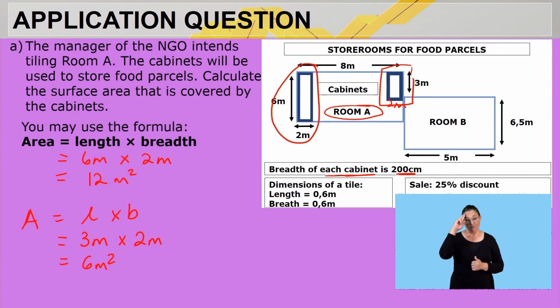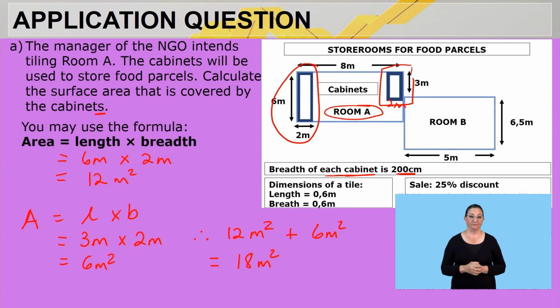Remember it says, calculate the surface area that is covered by the cabinets, right? So both. So what will I do now? I'll take my area of the first cabinet, 12 meters squared, plus the area of the second cabinet, which is 6 meters squared, and that will give me a total of 18 meters squared. Guys, are we clear? So I separated the 2, calculated the area of both, and added them together to get the combined or total area that is covered by the 2 cabinets. Okay, right. Let us now move on.